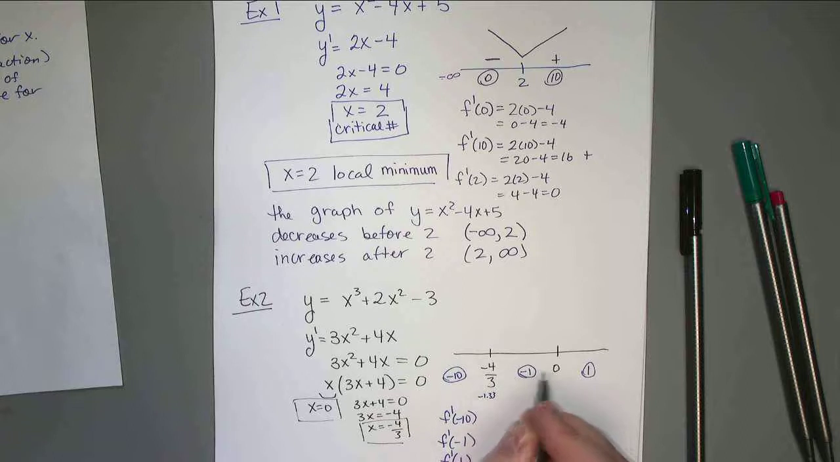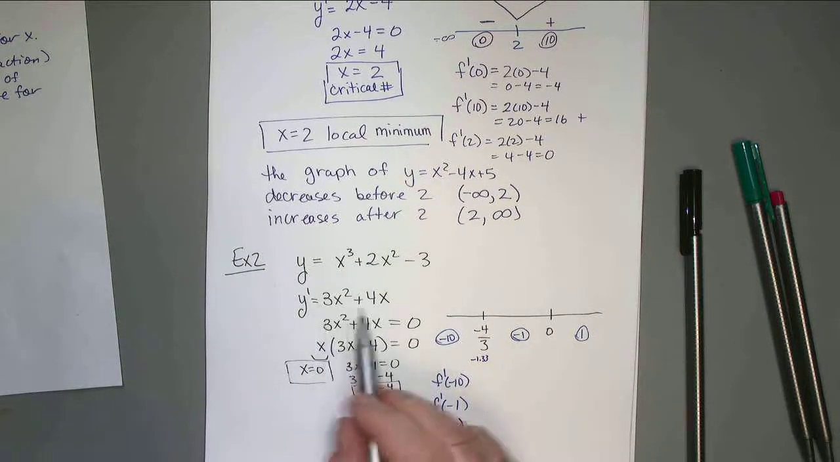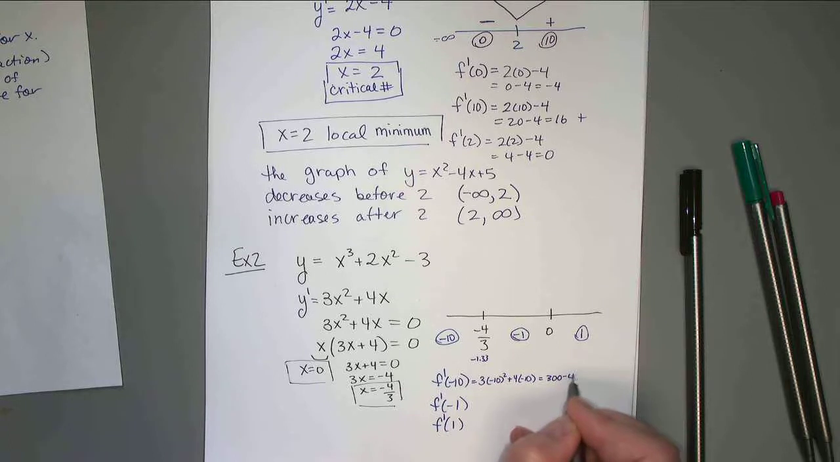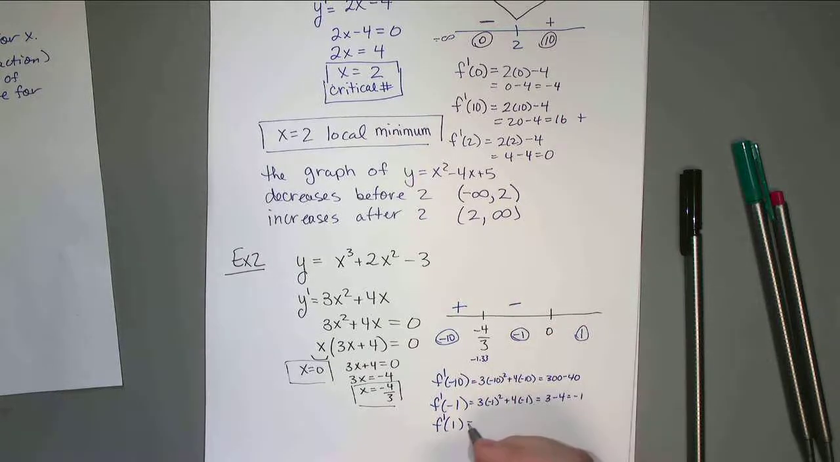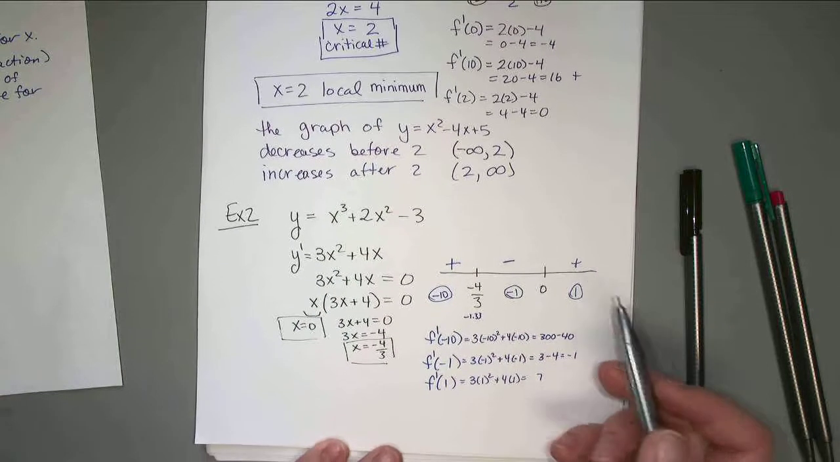Again, we don't plug these critical numbers in. They'll just give us 0. We want to plug in numbers in the different intervals. And we're plugging them into the derivative. So 3 times negative 10 squared plus 4 times negative 10. So 300 minus 40. I don't even need the answer here. I can see that that's positive. That's 3 minus 4. I can see that that's negative. And that's positive. So most of the time they do switch from plus to minus.